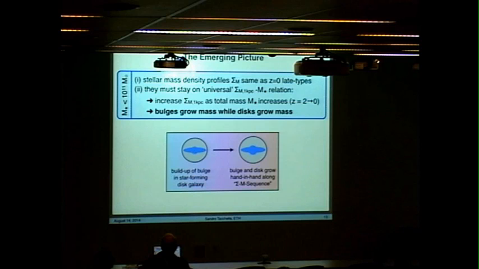For the lower mass galaxies, the galaxies below 10^11, they have stellar mass density profiles which look very similar to the late types of the local universe. Since they must stay on this universal sigma-M relation, they have to increase their central stellar mass density hand in hand with their total stellar mass.